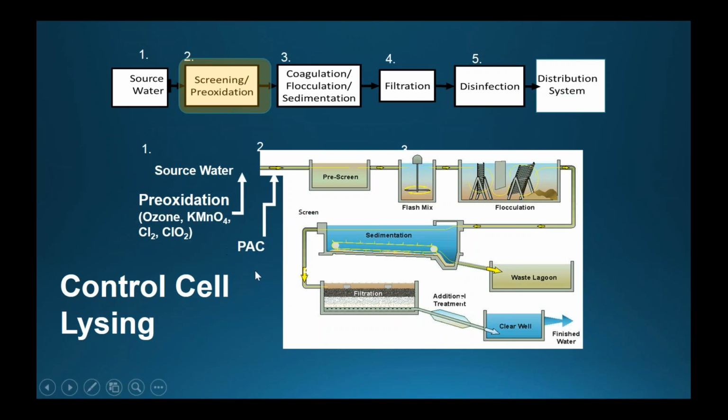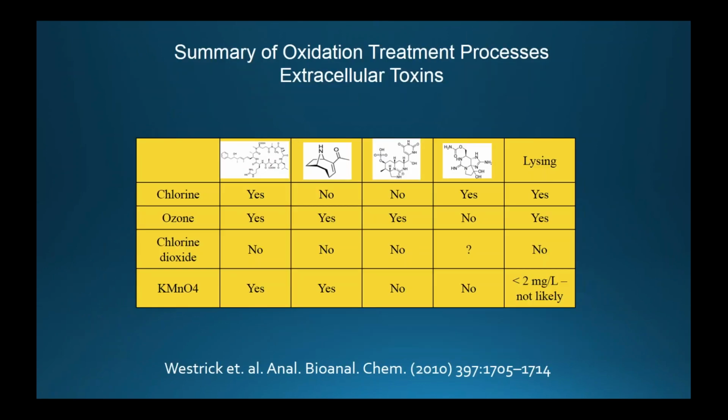The other way you can remove dissolved microcystin is by adding PAC, powdered activated carbon. So oftentimes what we see is the preoxidant followed by PAC. Again, you want to control your cell lysing. You don't want a lot of cell lysing.